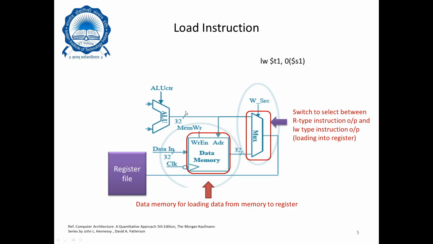So the ALU can of course compute the address also, if we are using data memory. If we are not using data memory, then it can directly go into the multiplexer, because we are computing upon two register contents or a register and a constant. So this data memory is for loading data from memory to register values.